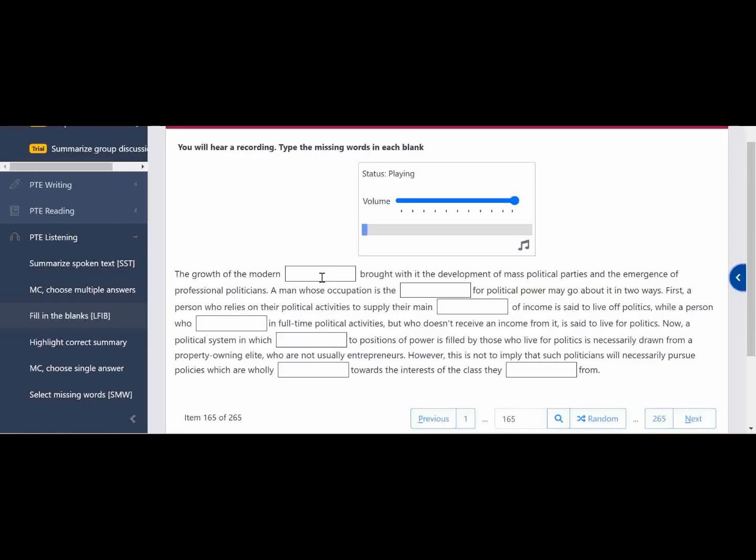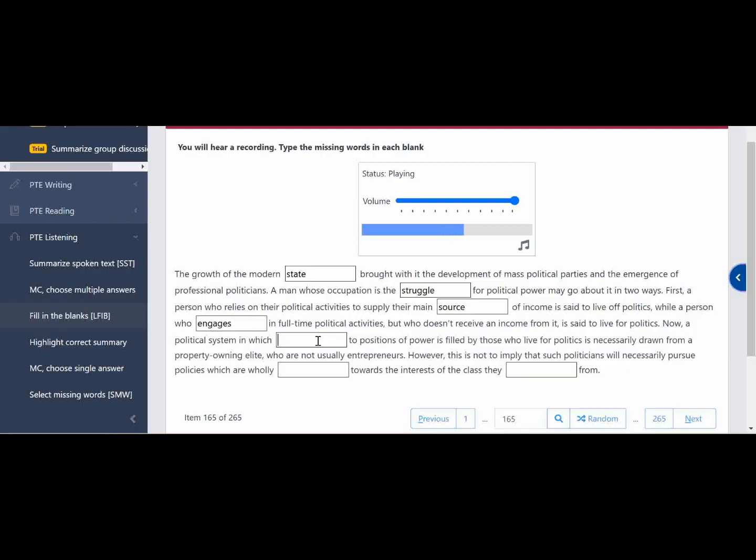The growth of the modern state brought with it the development of mass political parties and the emergence of professional politicians. A man whose occupation is the struggle for political power may go about it in two ways. First, a person who relies on their political activities to supply their main source of income is said to live off politics, while a person who engages in full-time political activities but who doesn't receive an income from it is said to live for politics.